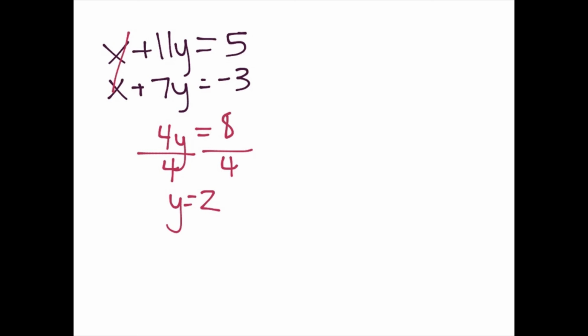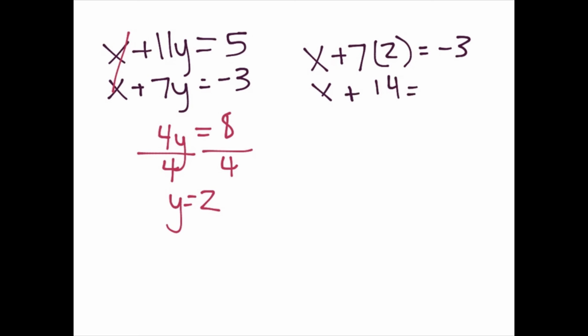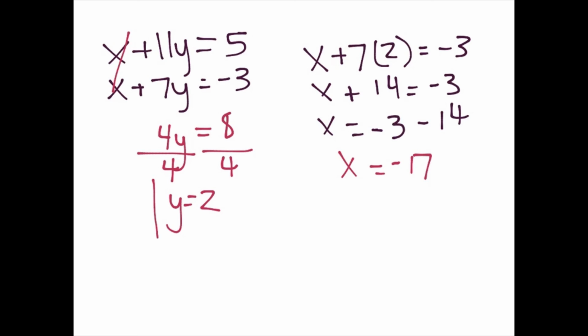And now we sub in the y value in either of the two equations. So we can sub it into the second equation. So we'll have x plus 7 times 2 is equal to negative 3. x plus 14 is equal to negative 3. x is equal to negative 3 subtracted by 14, which gives us x is equal to negative 17. So the two values for x and y are y is equal to 2 and x is equal to negative 17.